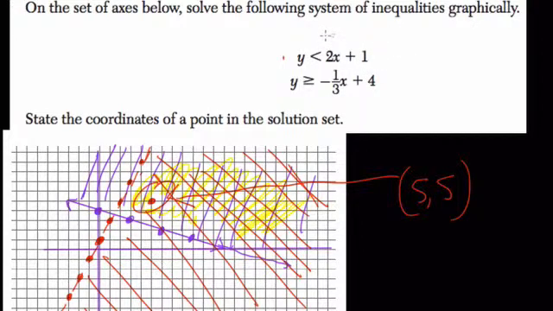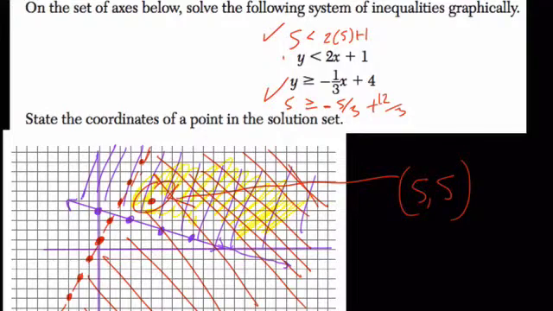If we plug in the first one, we get 2 times 5 plus 1, and that's 11, which is greater than the y value of this point, 5. So that's okay. The second one you can also plug in 5 for x: negative 1/3 times 5 is negative 5/3, plus 4, so that's 12/3. Altogether, that would be 7/3. Is that less than or equal to 5, the y value at this point? Yes, 7/3 is about 2 1/3, which is less than or equal to 5. So it does check out in both.